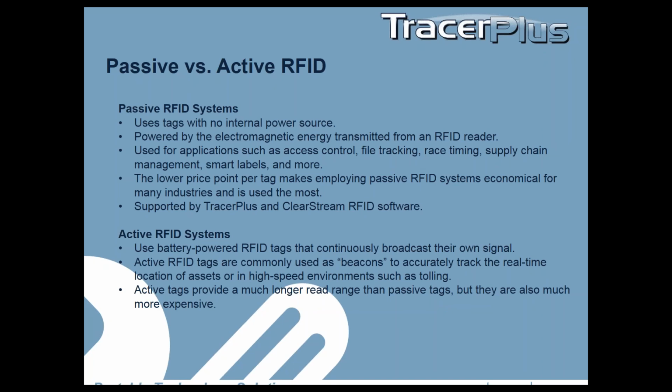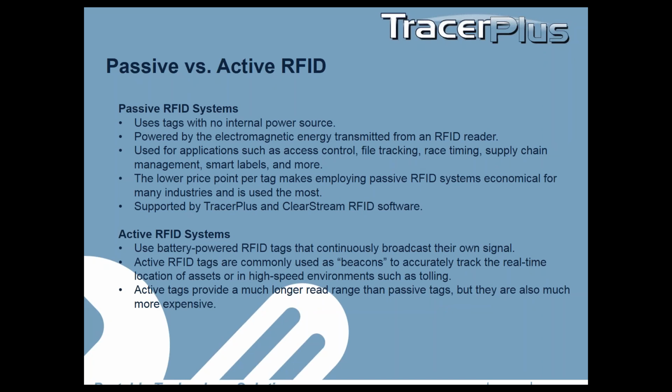Common uses are for access control, file tracking, race timing, supply chain management, smart labels, and much more. Pretty much use it for anything, and based on what you're mounting the tag to, you can choose specific tags for that application. Like I said, it is a lower price point, so it makes employing a passive RFID system much more economical for many industries, and like I said, it is used the most compared to active. Passive is what is supported by Tracer Plus and Clearstream.